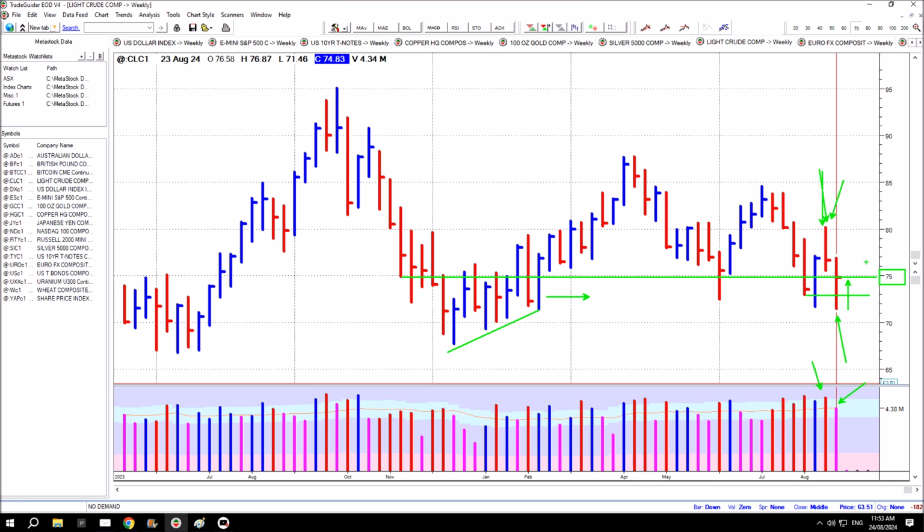I don't expect any great acceleration higher, but you may find the market trade sort of in this level in the meantime. Any weakness emerges, it may come back to this level, and any real strength emerges, you've got this as your highs of the range.